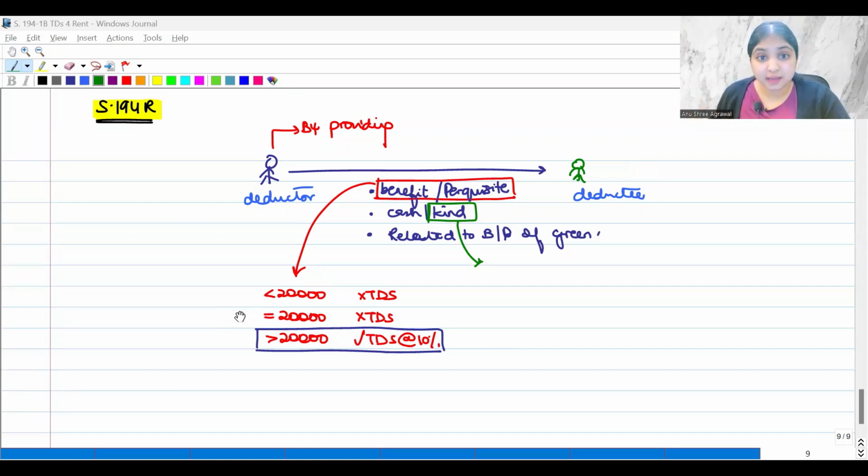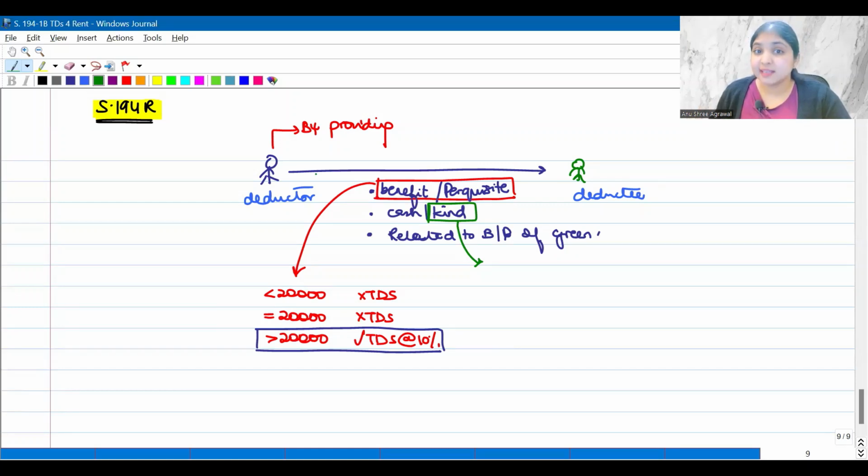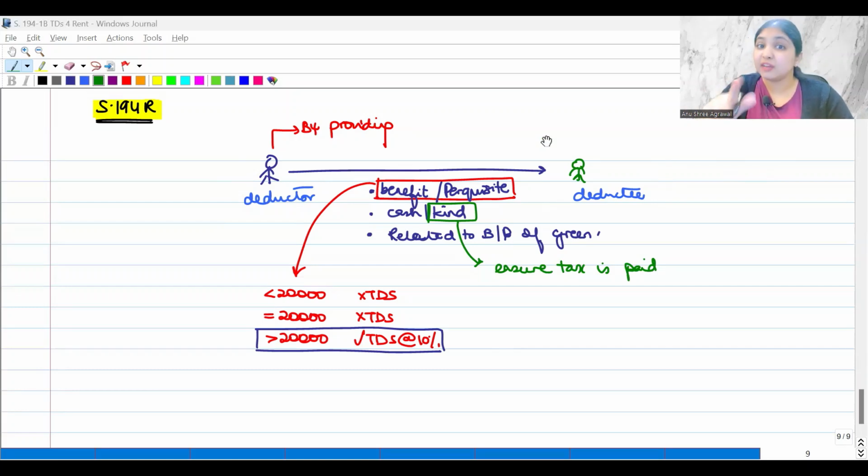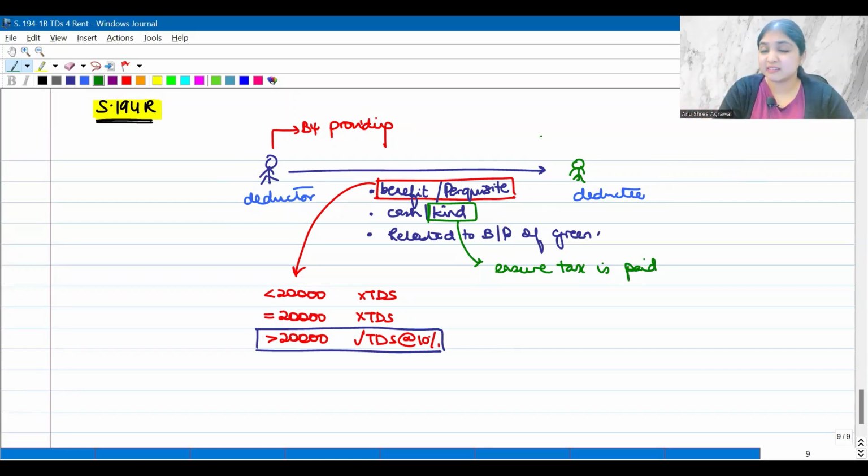If the benefit is in kind, then in that case, the deductor will ensure that the tax is paid. He will ensure that the tax is paid by the deductee. He will ensure either the deductee has paid the amount or the deductor himself will bear the tax. He will ensure that tax is paid on this benefit or perquisite. Only then he will release this benefit in kind, the gift, or the perquisite.